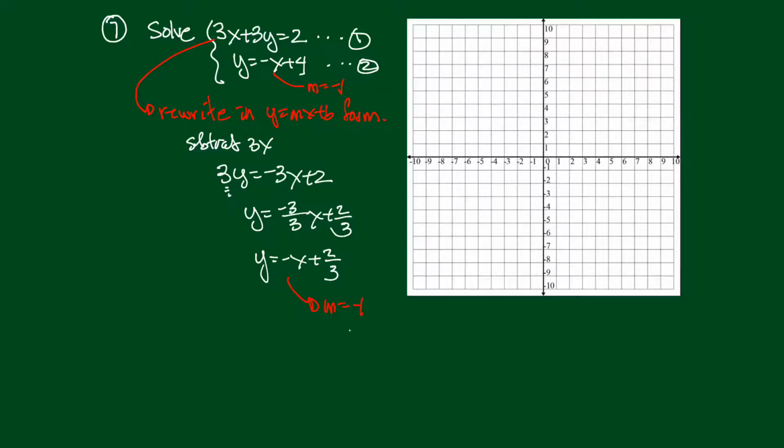So what I'm saying is this, that the slope of line 1 is equal to the slope of line 2, and that works if and only if, say, line 1 is parallel to line 2. So when I graph these, I'm going to get parallel lines, and that's going to give us no solution. Let's go ahead and graph, though.